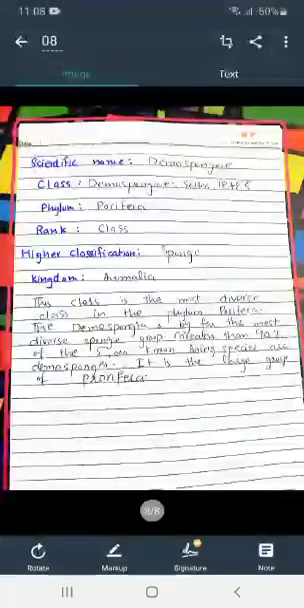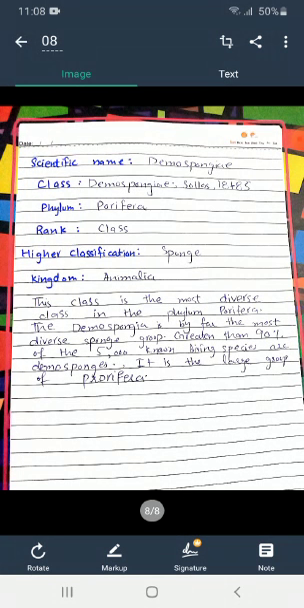Its scientific name is Demospongiae, class Demospongiae Sollas, 1885, phylum Porifera, rank class, higher classification sponge, kingdom Animalia. This class is the most diverse class in the phylum Porifera. The Demospongiae is by far the most diverse sponge group. Greater than 90% of the 5,000 species of non-fossil sponges are demosponges. It is the largest group of Porifera.